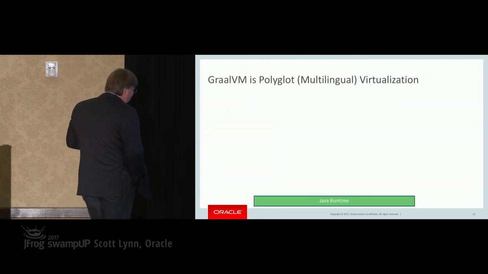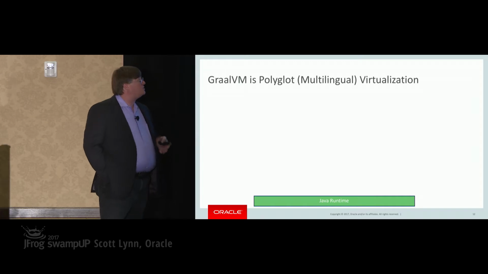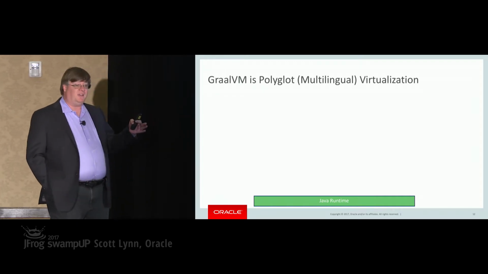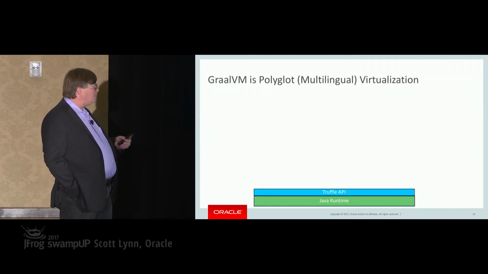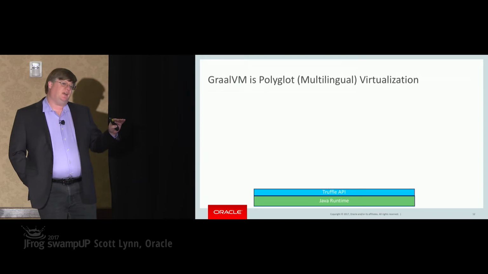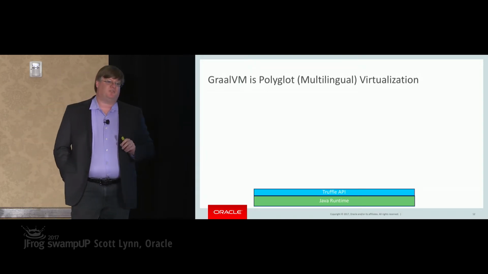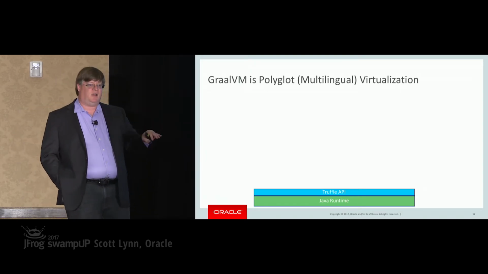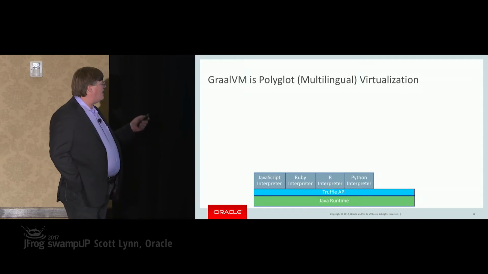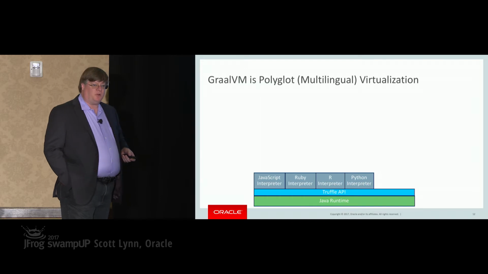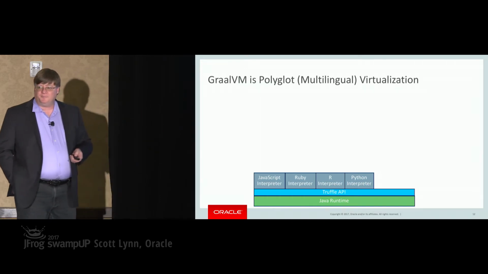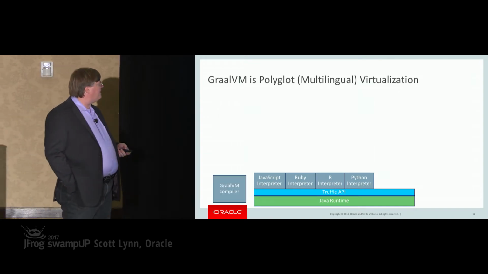So Graal is a polyglot virtualization. What we do is we run on top of the Java runtime, and then we add a layer called the Truffle API. This is a virtualization layer that allows you to build in interpreters for the various languages so you can share the underlying Java services. So then we can build out, and we have built out, a JavaScript interpreter, a Ruby interpreter, an R interpreter, Python. And then you build on top of that.